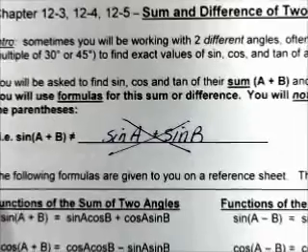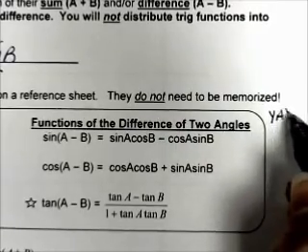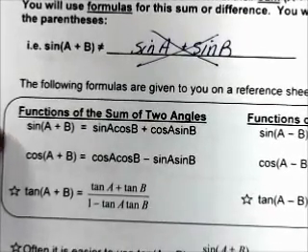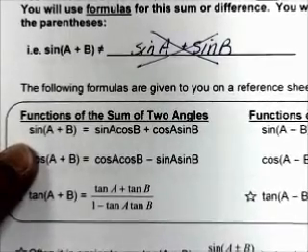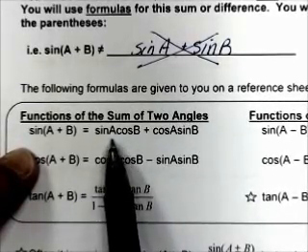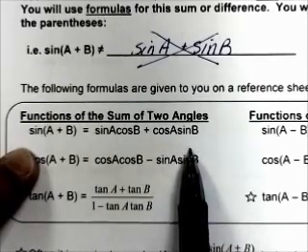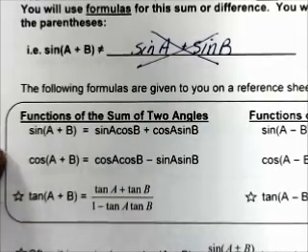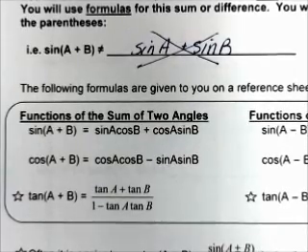The following formulas are given to you on the reference sheet, as I pointed out. They do not need to be memorized. Yay! Don't have to memorize these. So here we have the function of the sum of two angles. The sine of A plus B is going to equal the sine of A times the cosine of B plus the cosine of A times the sine of B. The cosine of A plus B would equal the cosine of A times the cosine of B minus the sine of A times the sine of B.